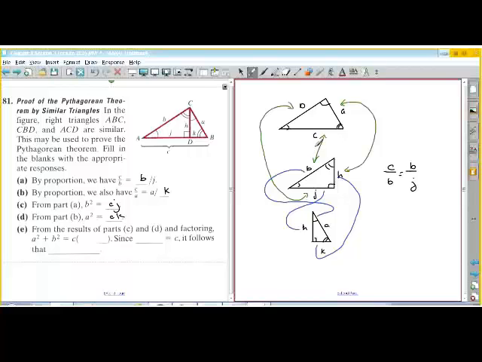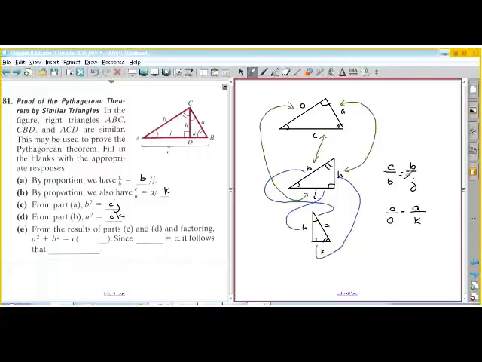Comparing these two triangles, the fact they're similar means the ratio of side lengths is the same between corresponding sides. The second ratio they talked about was C over A, which is the hypotenuse to the short side. If we go down here, the hypotenuse to the short side is A over K. So the ratio of C over A, hypotenuse to short, is the same as A over K, hypotenuse to short. So in the first case I compared these two, and in the last case I compared those two.